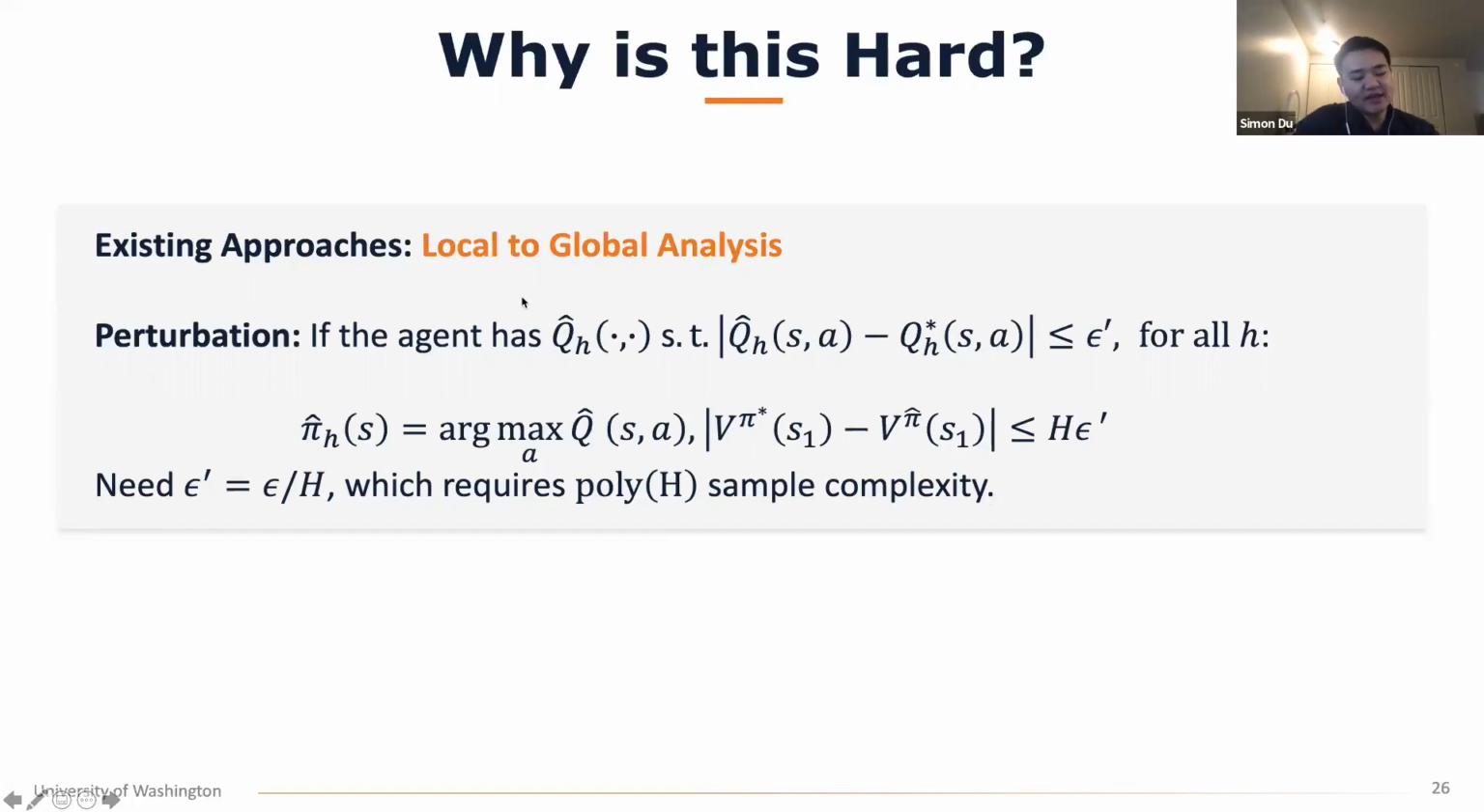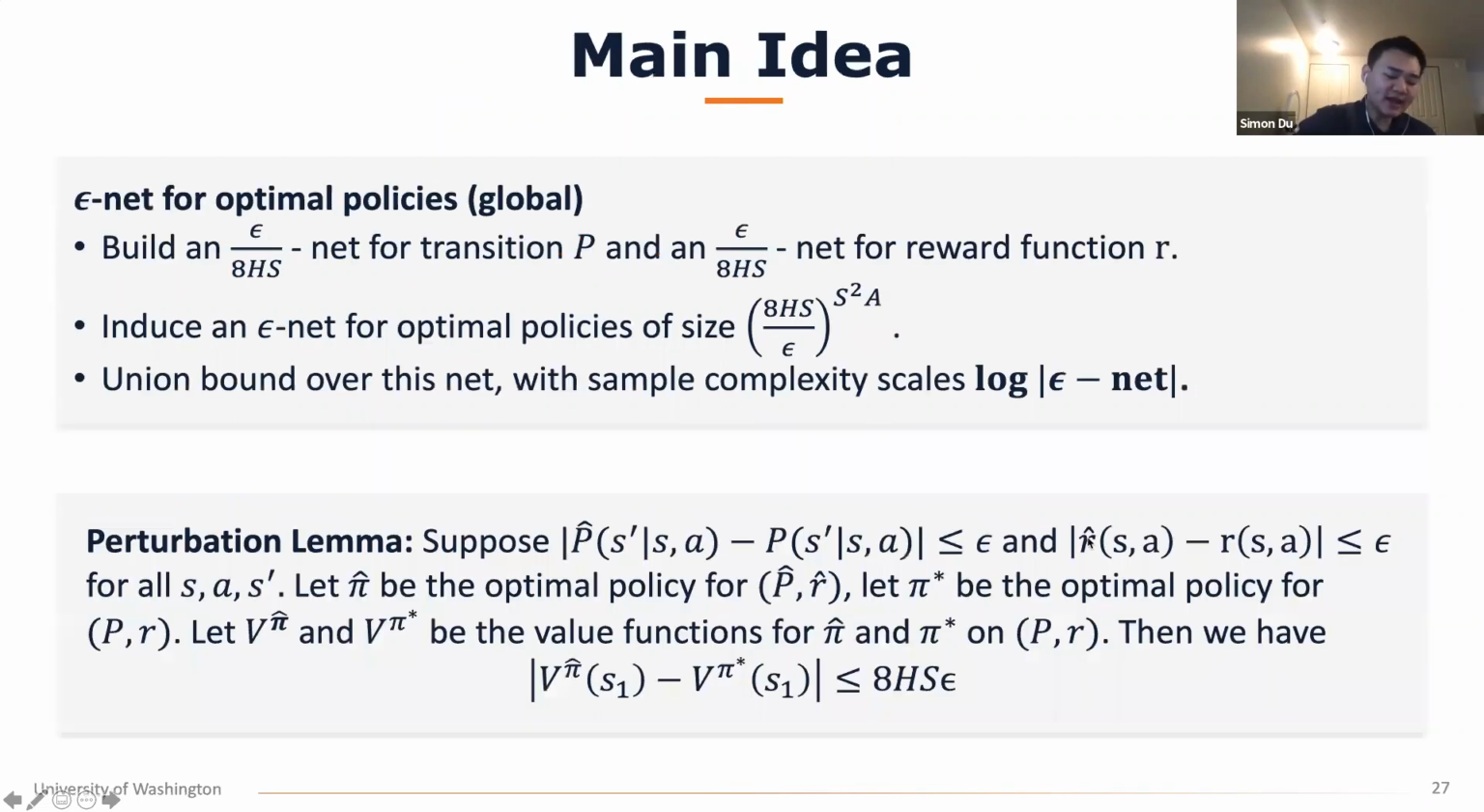This is a high level reason why existing results require poly H sample complexity. It is really local to global analysis, because you have a local perturbation bound on each level, small h, and then you transform it into a global policy guarantee. Instead, we can consider a more global approach, rather than going from local estimation to the global policy. The main idea is the following. In the stats department, you're very familiar with epsilon net arguments, where you take a union bound over the epsilon net and have only log dependency on its size. So this is our high level idea.